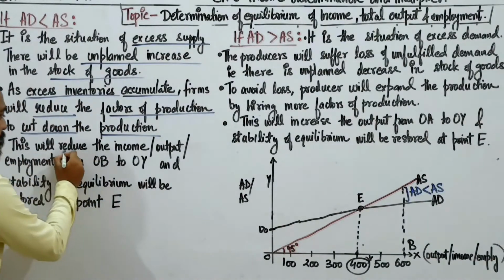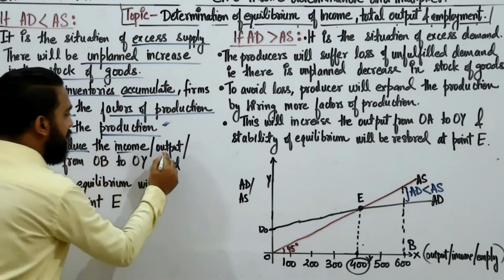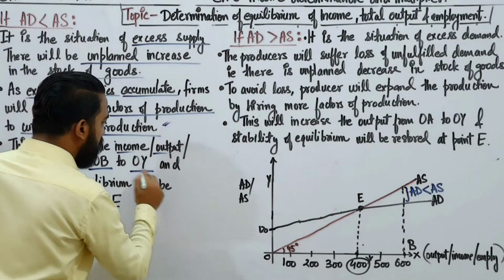Now, what will be the effect of this? It will reduce the income, output and employment from point OB to OY.